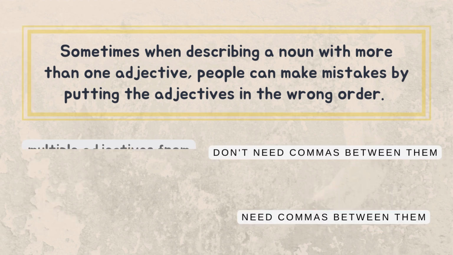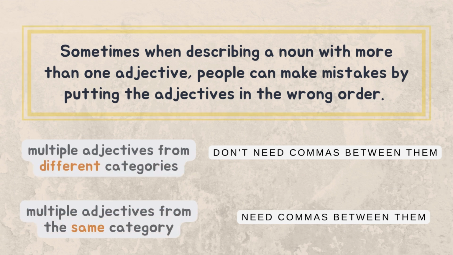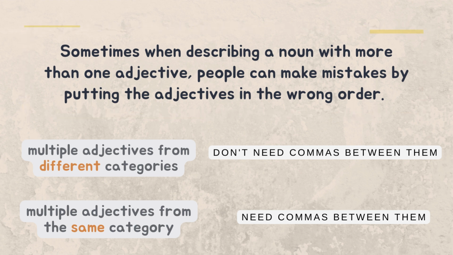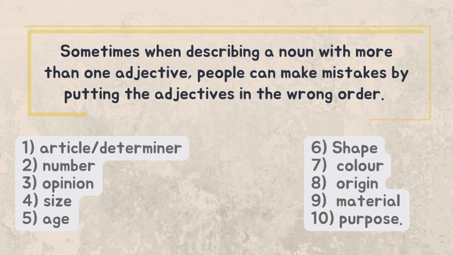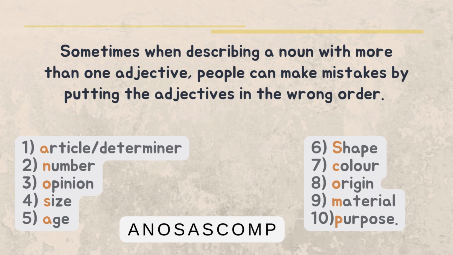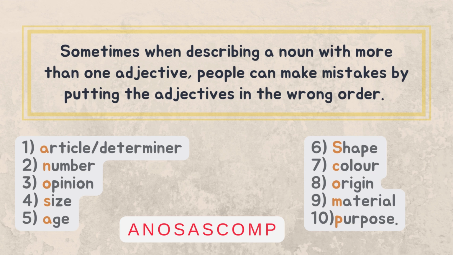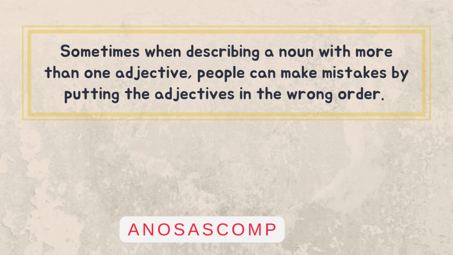If you use multiple adjectives from different categories, they function as cumulative adjectives and don't need commas between them. However, if you use several adjectives from the same category, they are coordinate adjectives and need commas between them, but the order doesn't matter. Remembering the order of adjectives can be tricky, but a helpful trick is to remember the first letters of each type of adjective. ANOSASCOMP, anosascomp. Let us see some examples to better understand it.